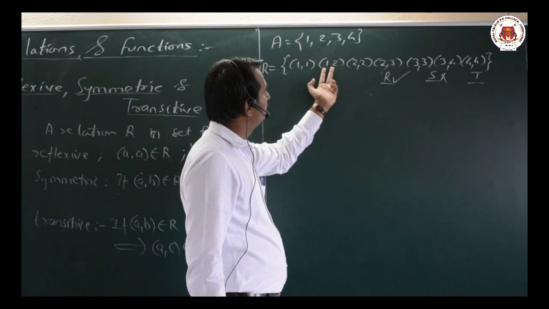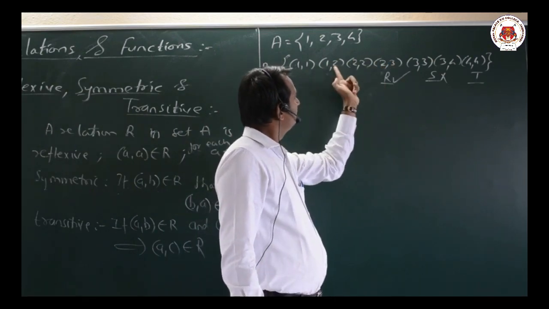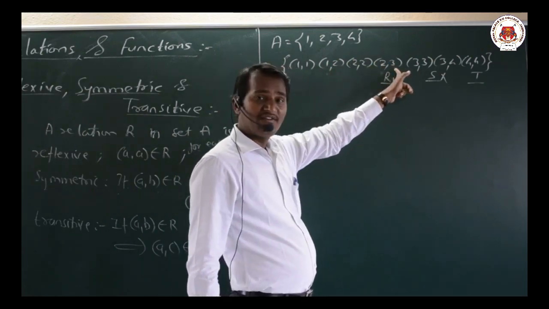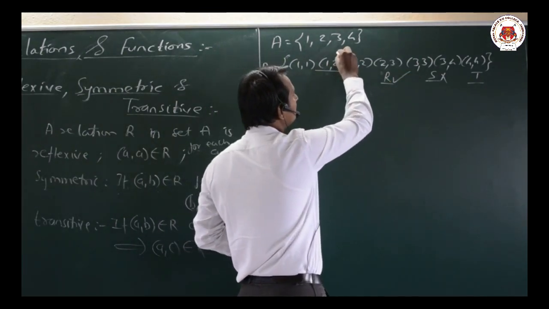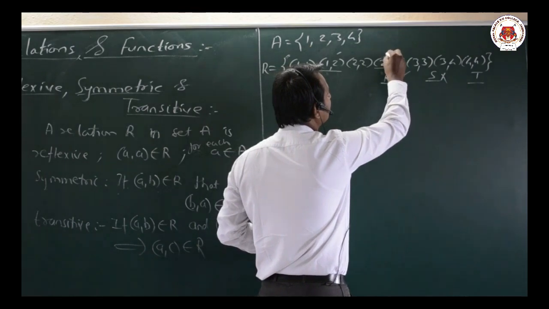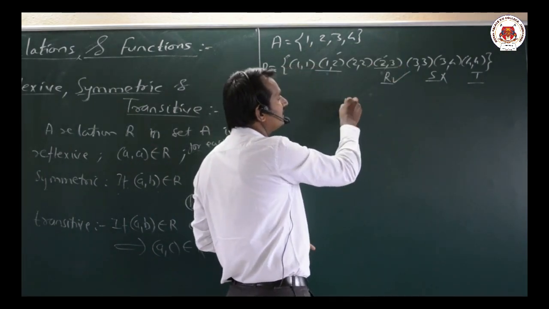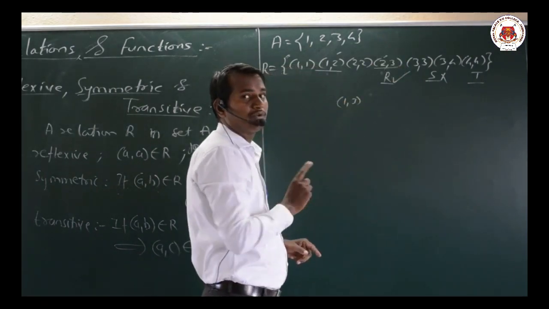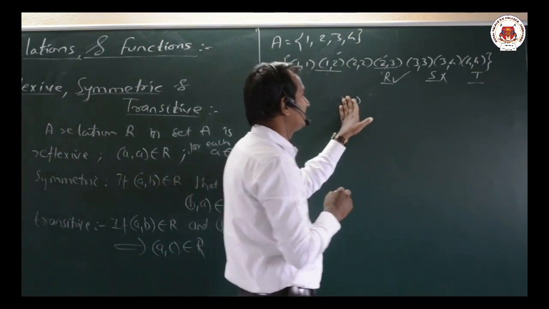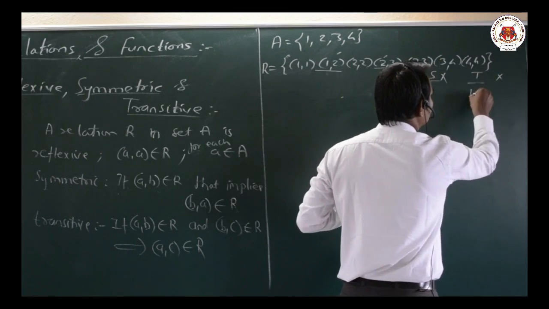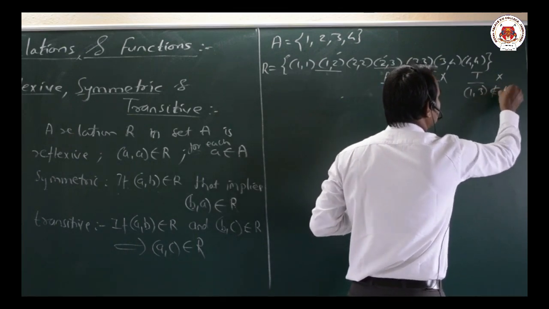We have (1,2), (2,3). But do we have anything like (1,3)? See here, (1,2), 2 is there, (2,3). Okay, starting with 2. But do we have anything like (1,3) here? (1,3) we don't have. Therefore it is not transitive, because (1,3) does not belong to R.